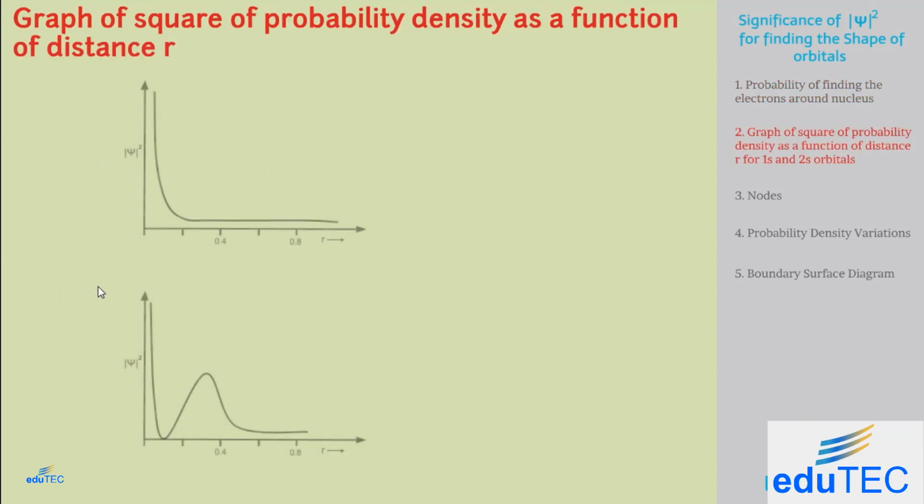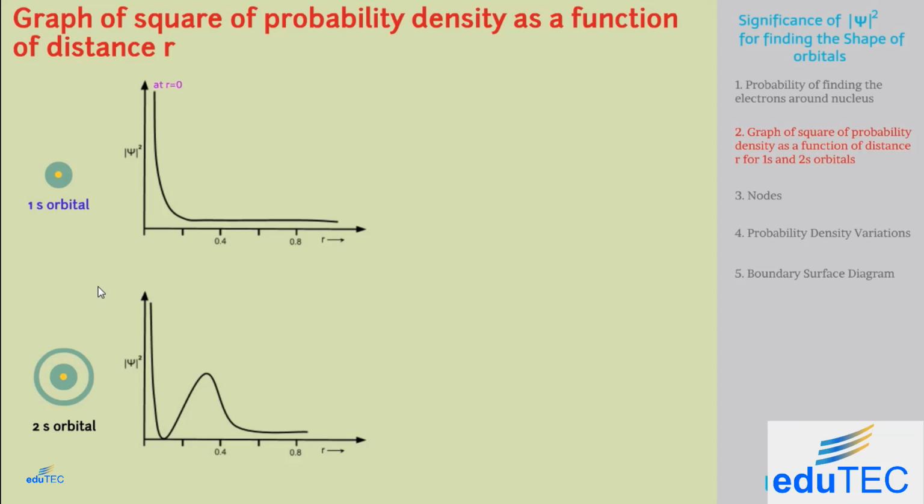Here is a graph of probability density as a function of distance r, that is psi square of r, for 1s and 2s orbitals. You can notice that for 1s orbital, the probability density function is maximum at the nucleus and decreases sharply with increase in distance.